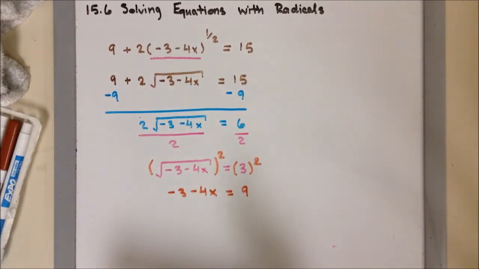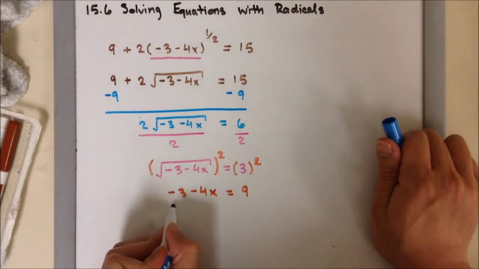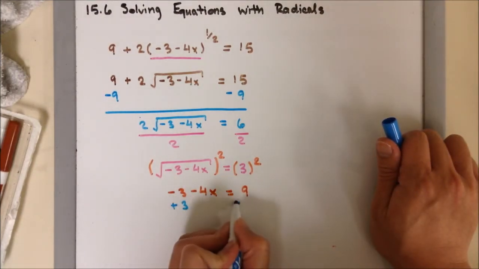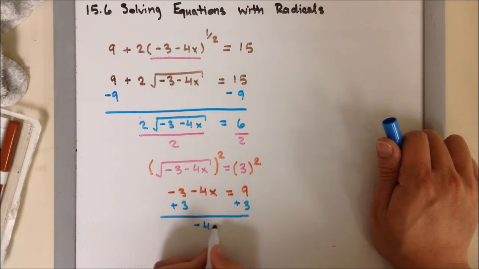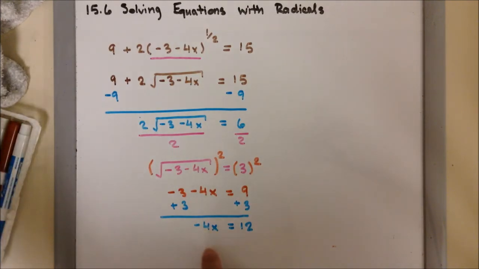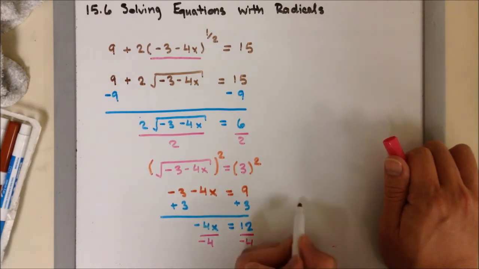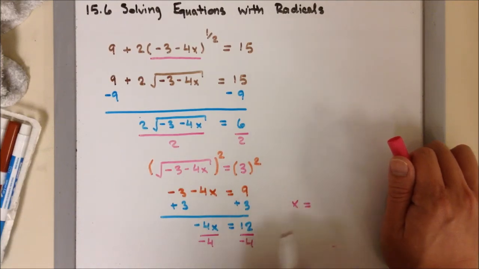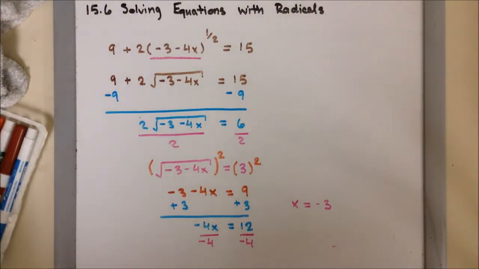Now I'm going to solve just like a regular equation. So first, I'm going to cancel out the negative 3. I'm going to add 3 to both sides. So I'm going to have negative 4x equal 9 plus 3 is 12. Then after that, I'm going to divide both sides by negative 4. So I'm going to have x equal 12 divided by negative 4, which is negative 3. That will be my final answer, and I'm going to box that up.